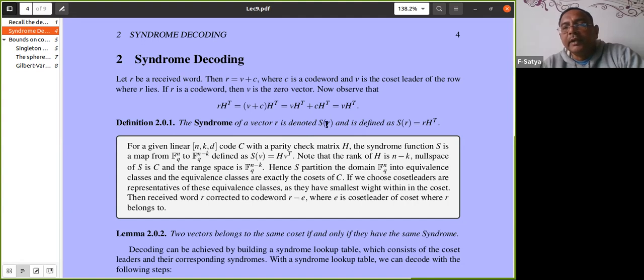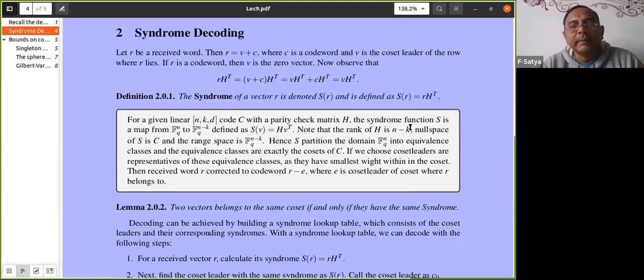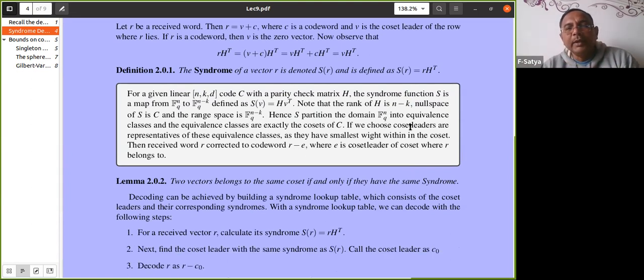Denoted as S of R, it is defined as S of R equal to R into H transpose, or you can also transpose this, it's not a problem. If you put it like this, then it is a row vector; if you transpose it, a column vector, but that does not matter much. Okay, so I will explain what is actually happening.